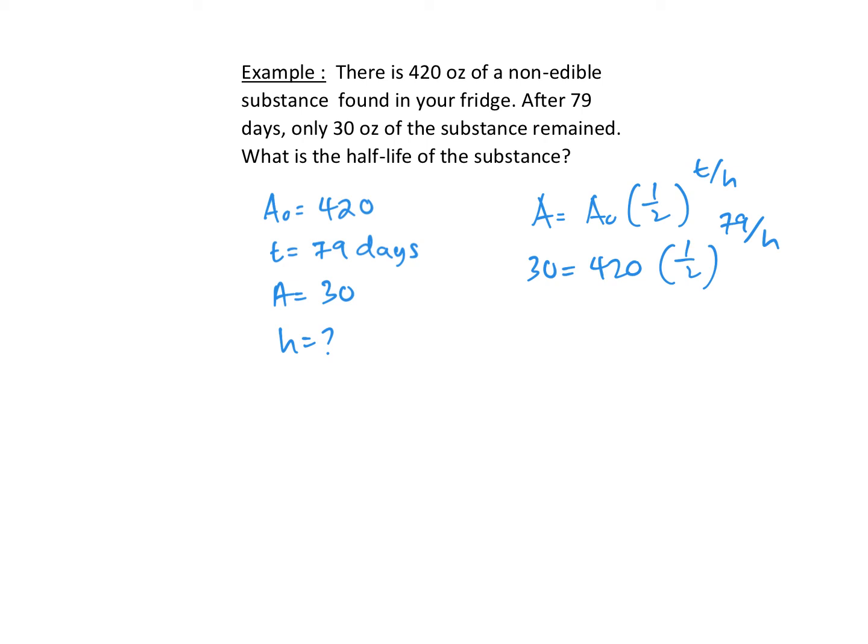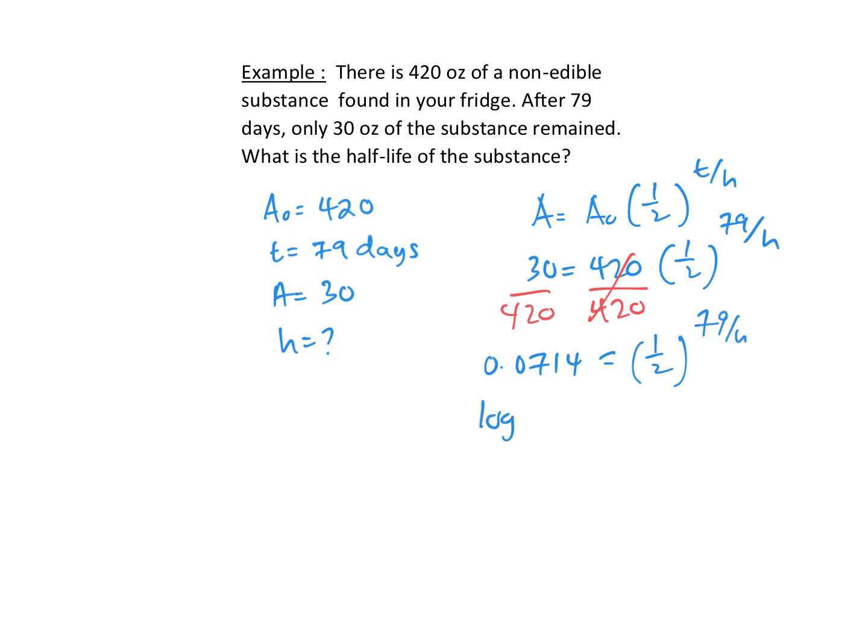So we will isolate for the exponent by dividing by 420. I might just change that to a decimal, so I'm just going to do 30 divided by 420, which is 0.0714. You can leave it as a fraction as well. You could reduce it to 3/42, which reduces to what? 1/14. I'm just going to change it to a decimal. I've got a half.